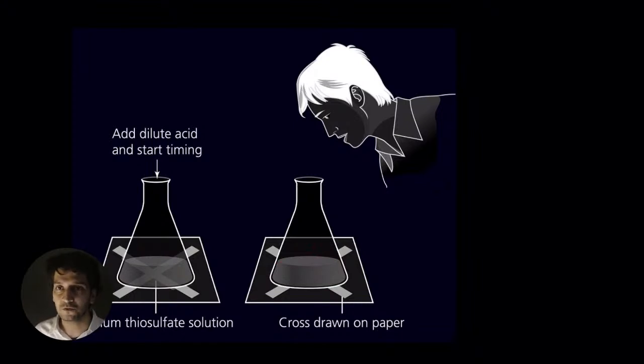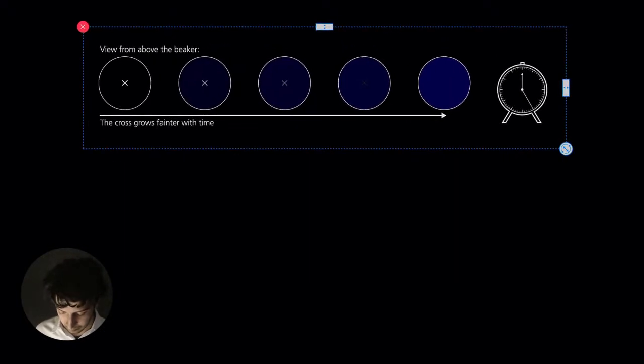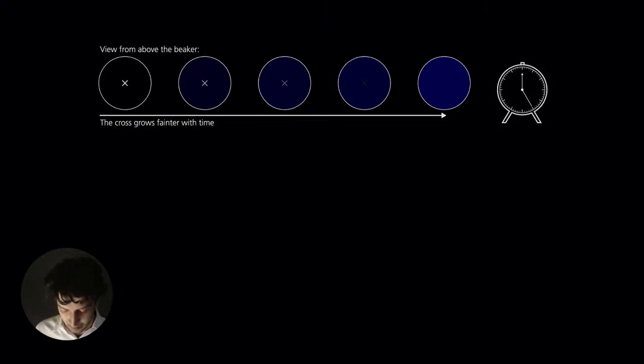Let me show you a few more diagrams. This is what you end up seeing. Okay. This is what you see.